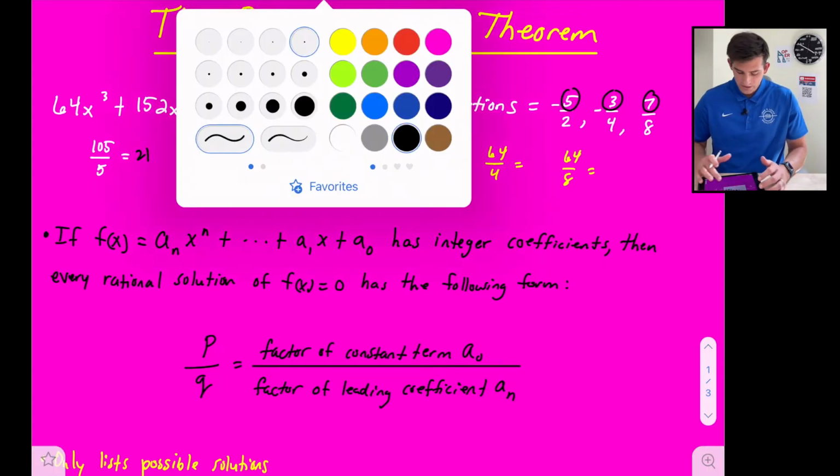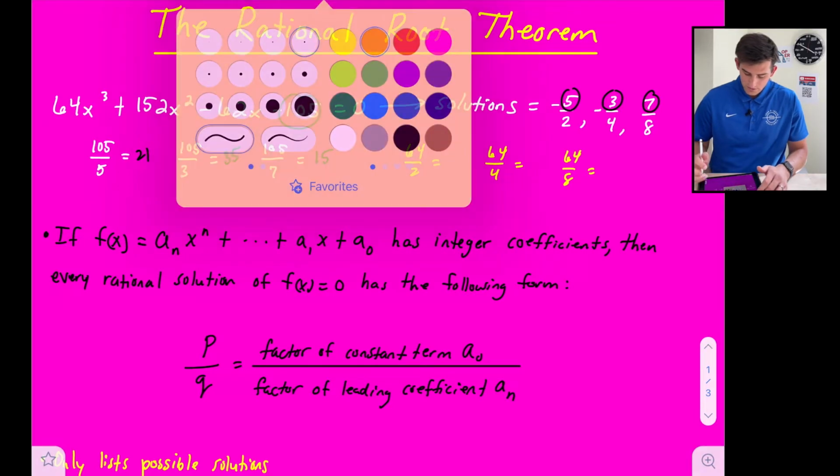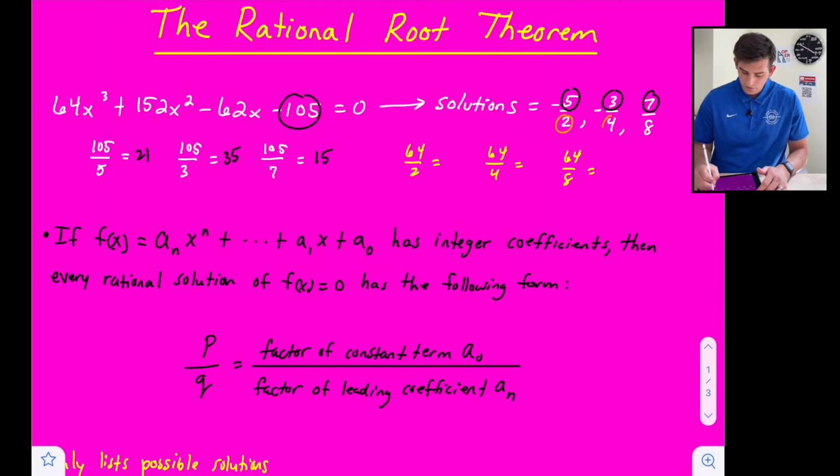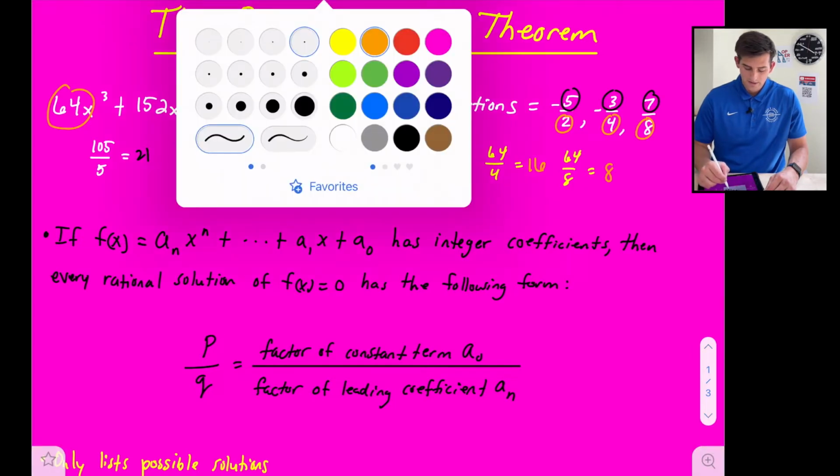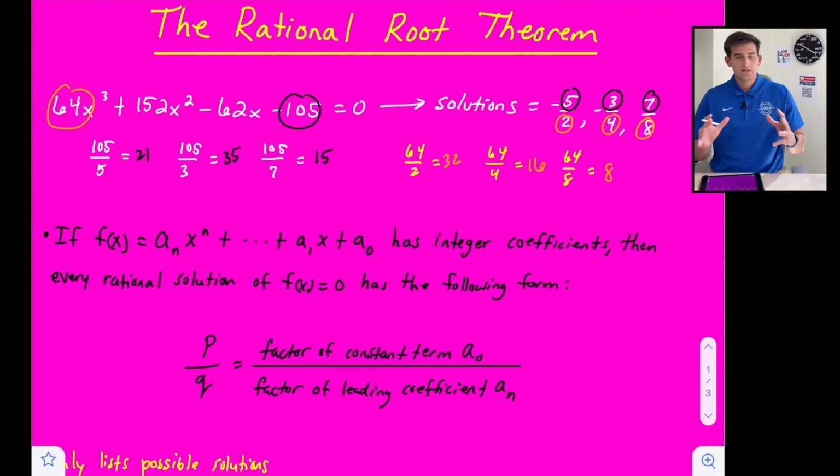Now, if we look at our denominators, and let's go orange here, 2, 4, and 8, all three of our denominators are factors of our leading coefficient. So 64 divided by 2, we get 32, 64 divided by 4 is 16, and 64 divided by 8 gives us 8. So now, what can we take away from this?